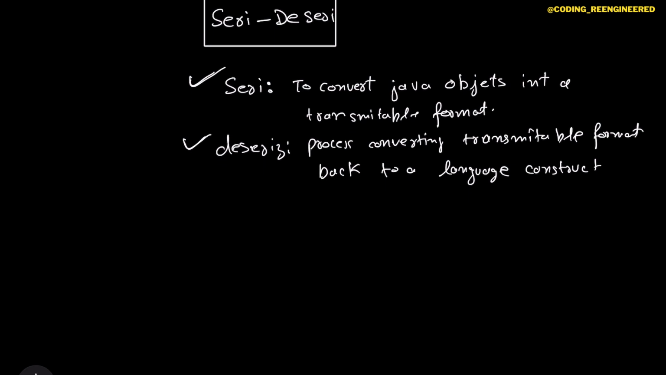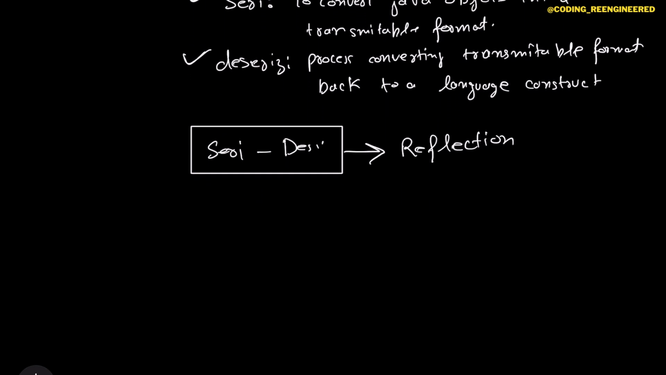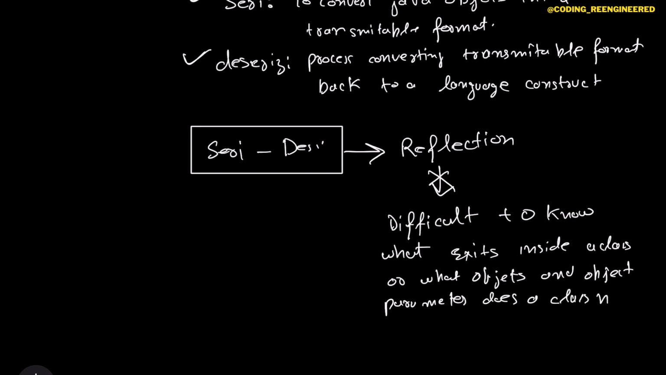So how does this happen? This serialization and deserialization concept gives rise to the concept of reflection. Hope that makes sense. Now, what I mean is, without reflection, it is difficult. Let's say if reflection is not there, it's difficult to know what exists inside a class, or what object and object parameters a class has. So this is definitely not possible at runtime.